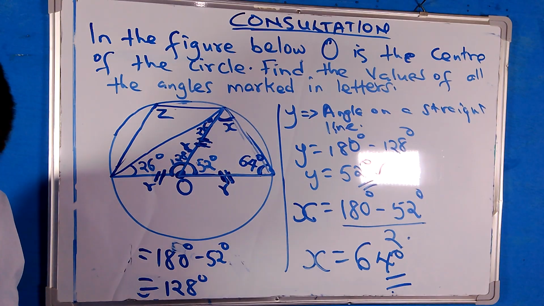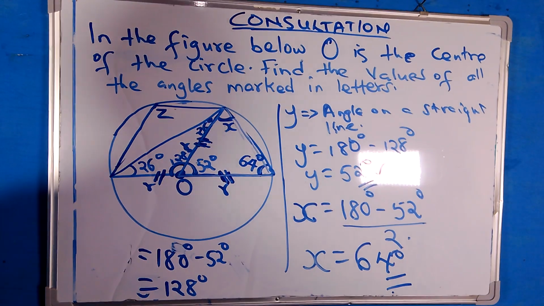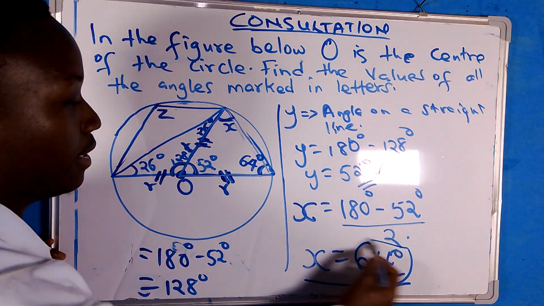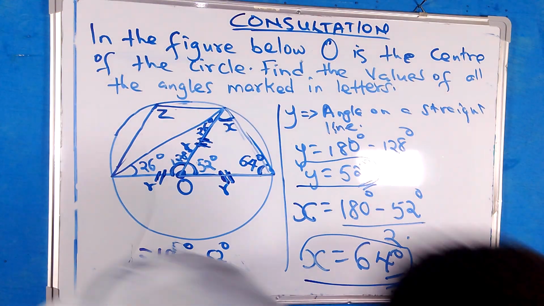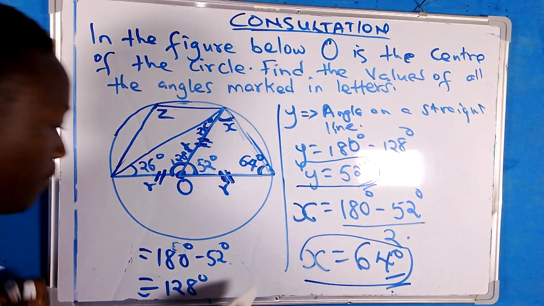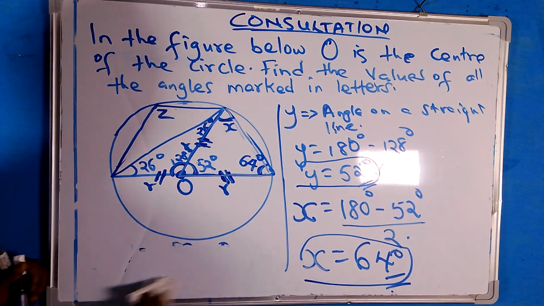So we have already determined our x and our y. This is our x, this is our y. Let us proceed to find our z. So let's utilize this space and solve our z.